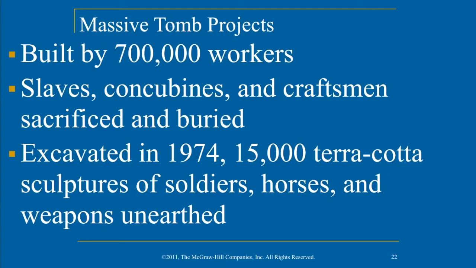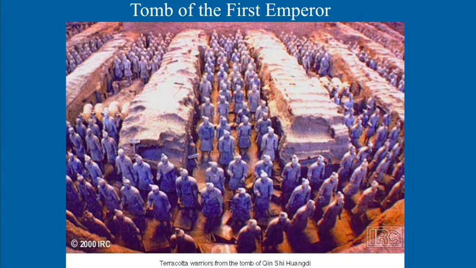15,000 terracotta sculptures of statues, soldiers, horses, and weapons were unearthed. I'll show you a little picture here. This was found in 1974. These terracotta warriors from the tomb of Qin Shi Huangdi, the first emperor, show that he was trying to promote a sense that even long after he had died, just like in Egypt, his slaves, architectural workers, and concubines were killed and buried with him, and that he would have this terracotta soldier army that stood guard around him, showing the power and might of the first Qin emperor.